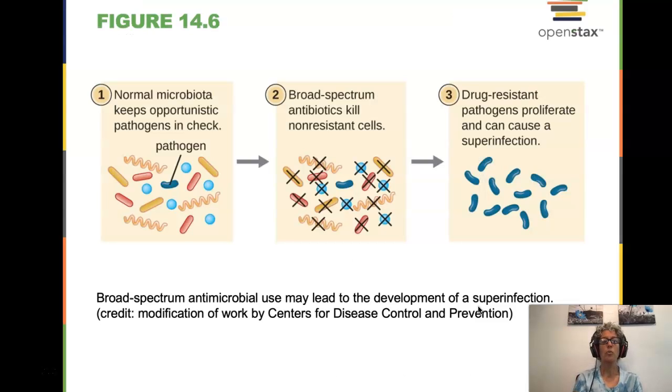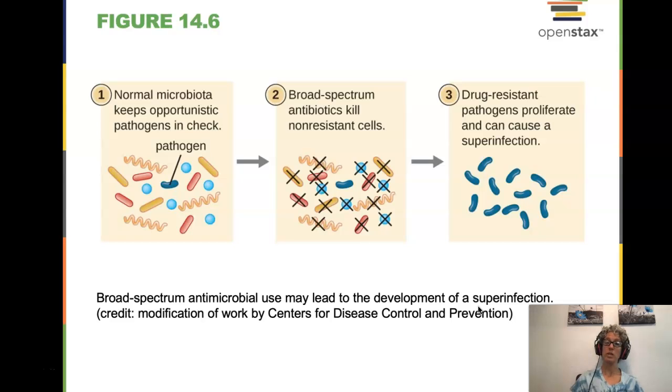This is showing us what can happen if we overuse or misuse antibiotics. There is a term called the spectrum of activity. So how broad the spectrum, the range of microbes against which an antimicrobial works. So a broad spectrum antimicrobial means it kills a lot of different things. A narrow spectrum antimicrobial will kill only one specific microbe or only one category of microbes.